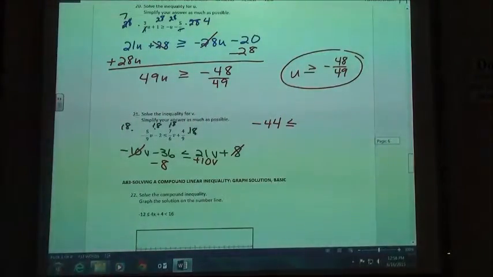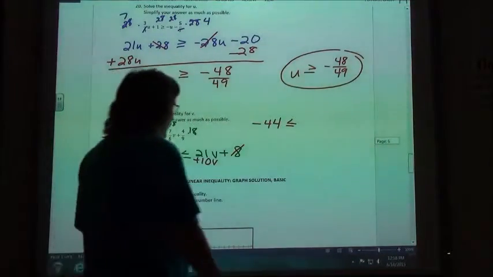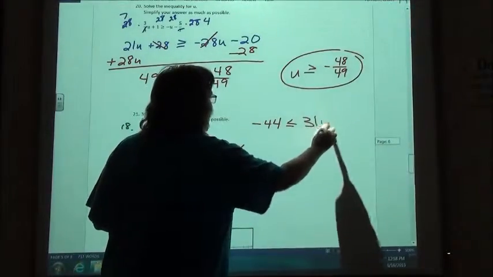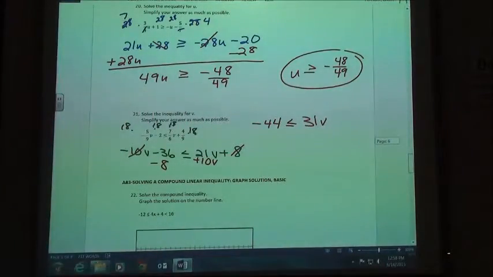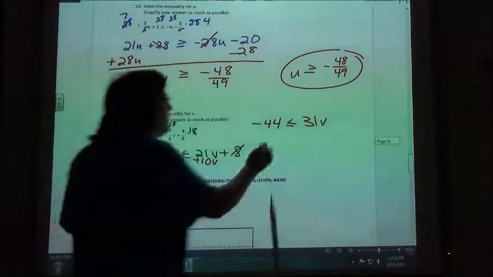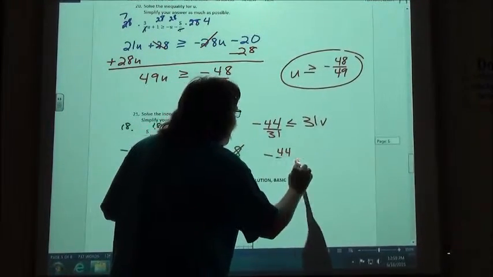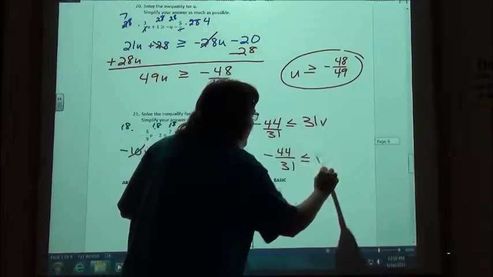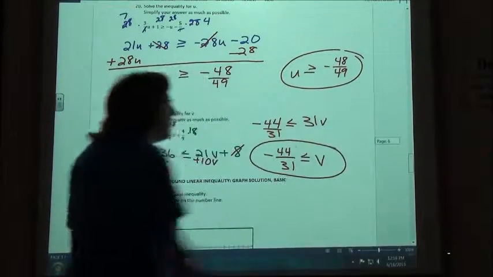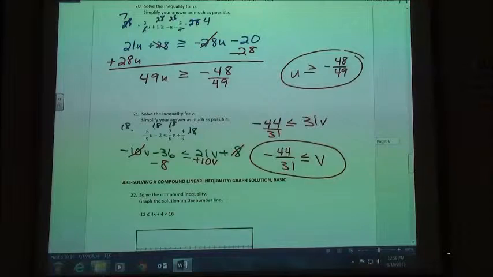negative 44 is less than or equal to 31b. So that way I can divide by my positive 31 and I don't have to worry about flipping my sign. So negative 44 over 31 is less than or equal to b. And again, you can put it in that way, or if you want to switch it around so the b is first, you could put b is greater than or equal to negative 44 over 31.